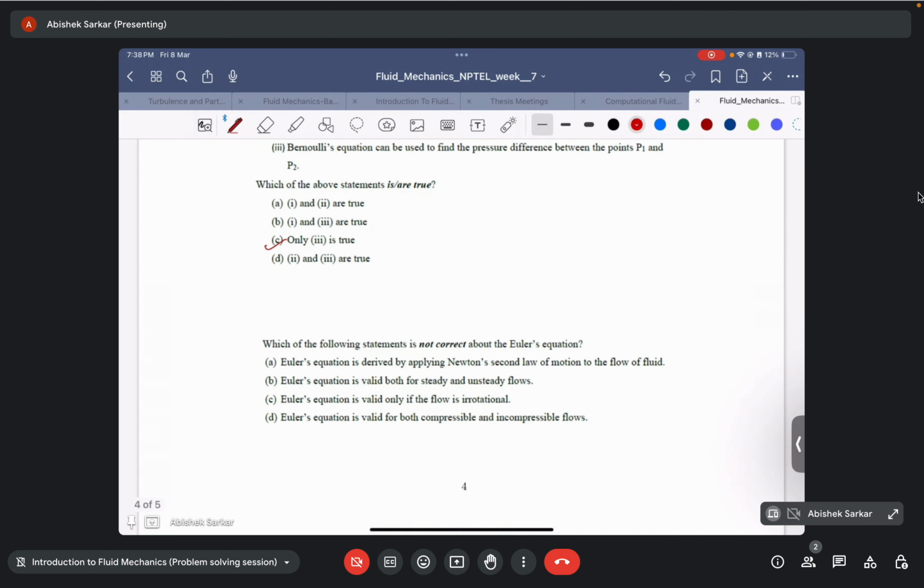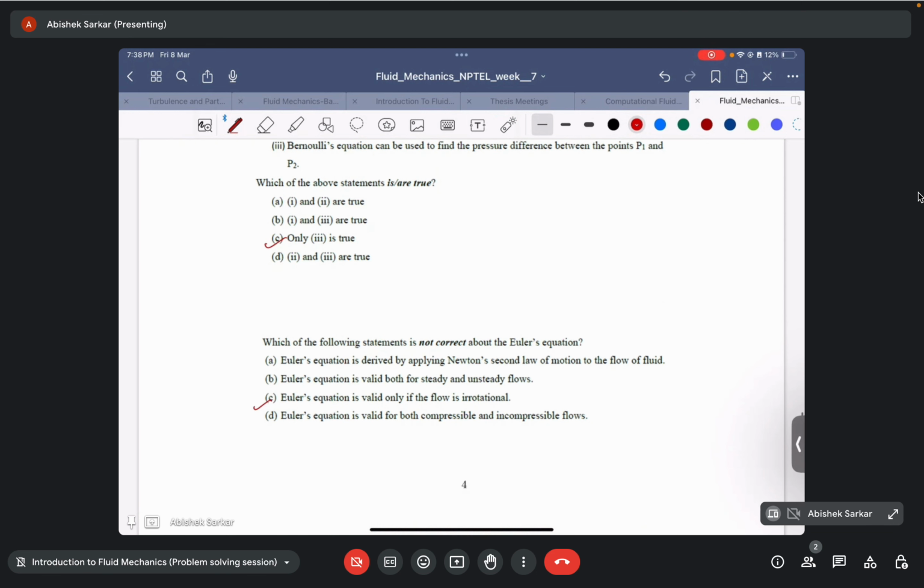Then we have the question: which among the following statements is not correct about Euler's equation? First, Euler's equation is derived by applying Newton's second law of motion to the fluid flow. That's correct. Euler's equation is valid for both steady and unsteady flows. That's also correct. Euler's equation is only valid if the flow is irrotational. That's incorrect, because there are no preconditions required for the derivation of Euler's equation, and the only condition is that the flow must be inviscid. It does not mention anything about irrotationality. So Euler's equation is valid for irrotational flows, and even valid for rotational flows.